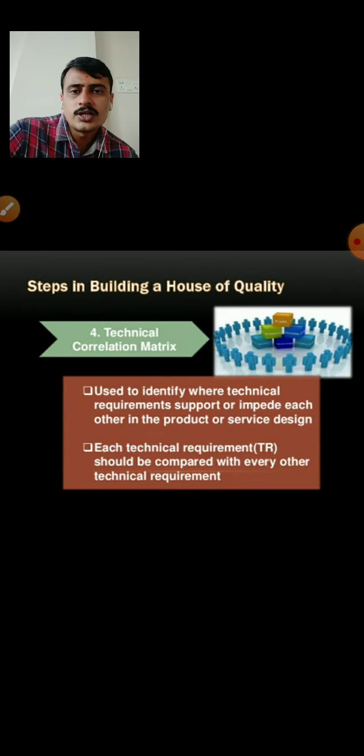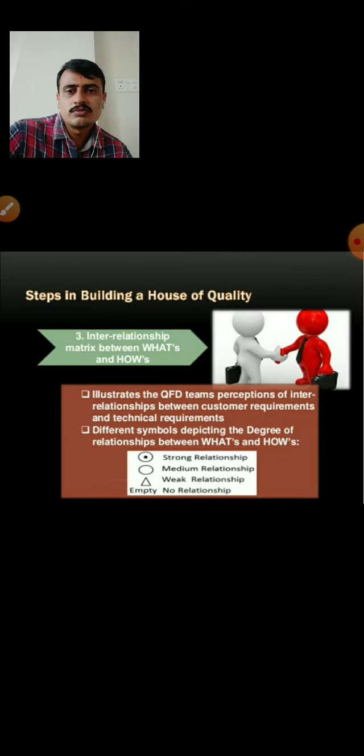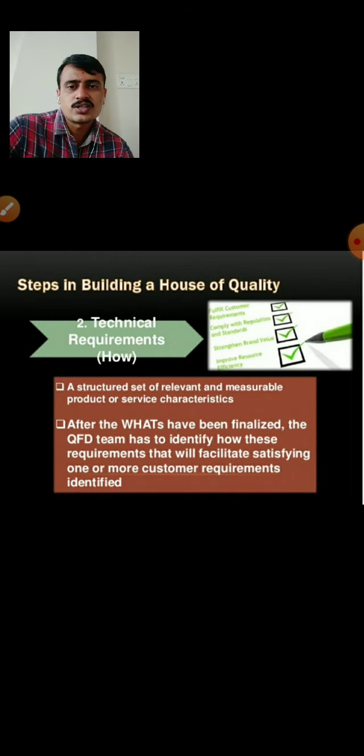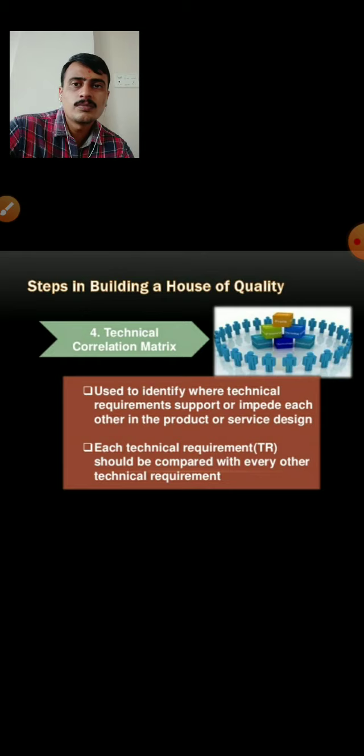Then fourth is the technical correlation matrix. Technical correlation is used to identify where technical requirements support and impact each other in the product or service design. It is compared to every other technical requirement. Here we will see: first, customer requirement, that means what. Second, technical requirement, how. Third, the relation between what and how. And fourth, the technical correlation matrix.